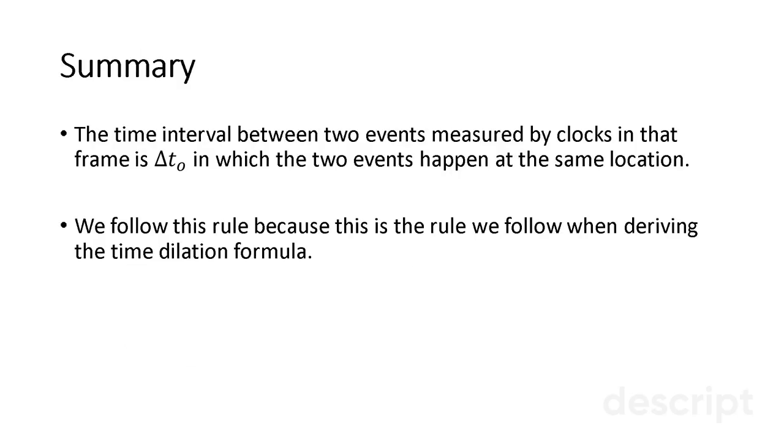To summarize, the time interval between two events measured by clocks in that frame is proper time interval delta t0, in which the two events happen at the same location. We follow this rule because this is the rule we follow when deriving the time dilation formula.